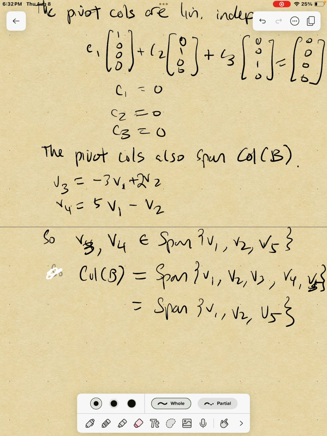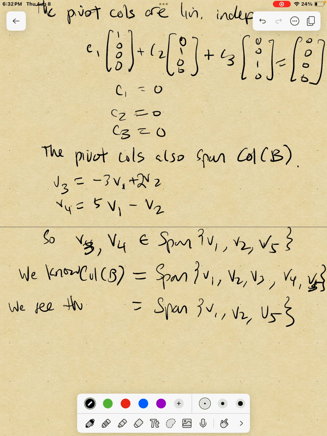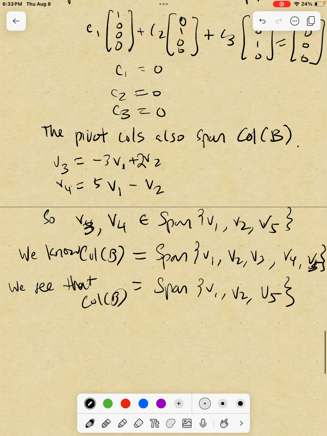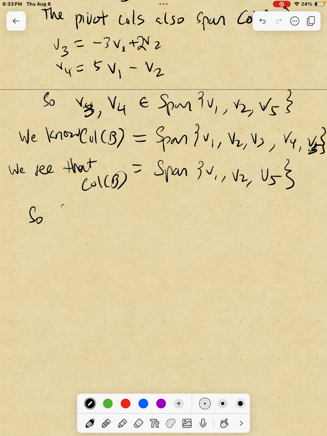Maybe there's a better way to phrase that. The important thing is that the column space is the thing on the bottom. So we know by definition the column space is that, and this is equal. We see that the column space of B is equal to the span of V1, V2, and V5. So therefore, V1, V2, and V5 is the basis for the column space of B.